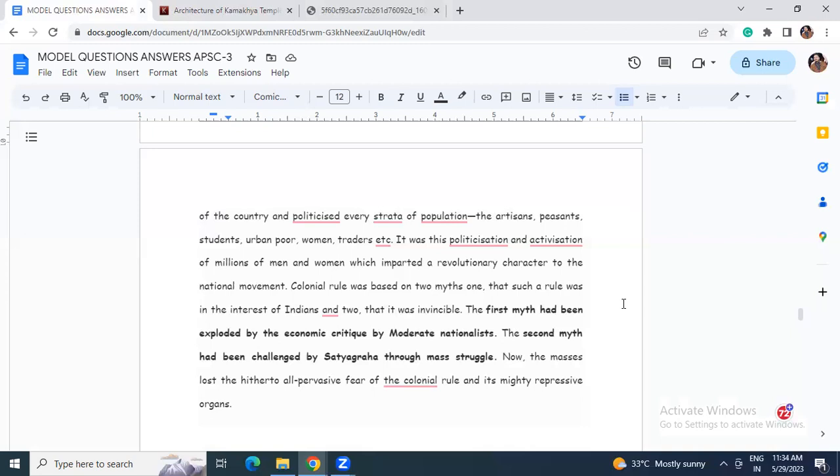Now the masses lost the hitherto all-pervasive fear of the colonial rule and its mighty repressive organs.